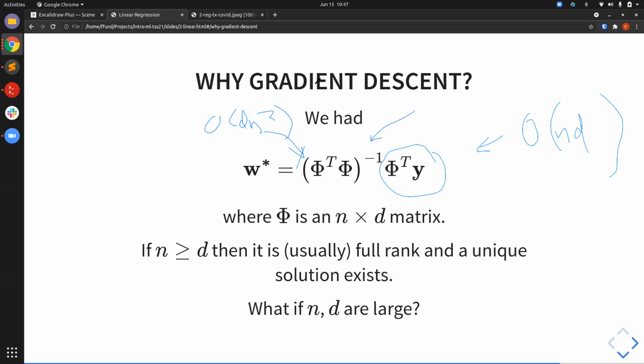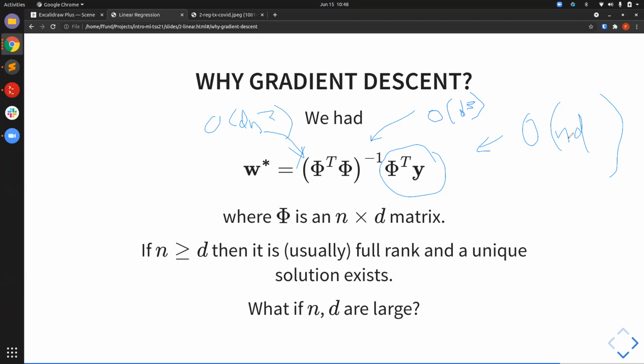Computing the inverse, once we do this multiplication, we're going to get a d by d matrix. And computing the inverse using standard ways is going to be O of d cubed. Now, in practice, there are faster ways to do this, but if you did it the naive way, you have O of d n squared, O of d cubed, O of nd.